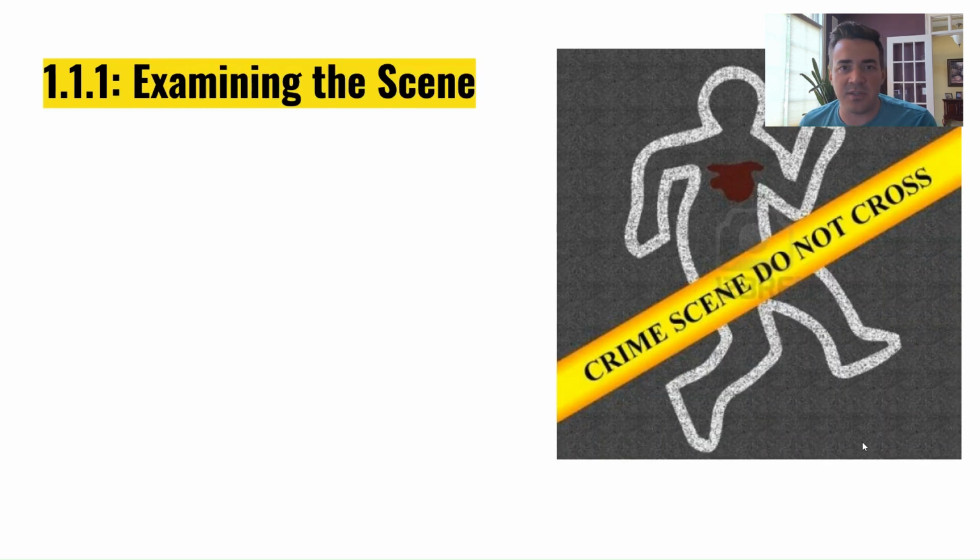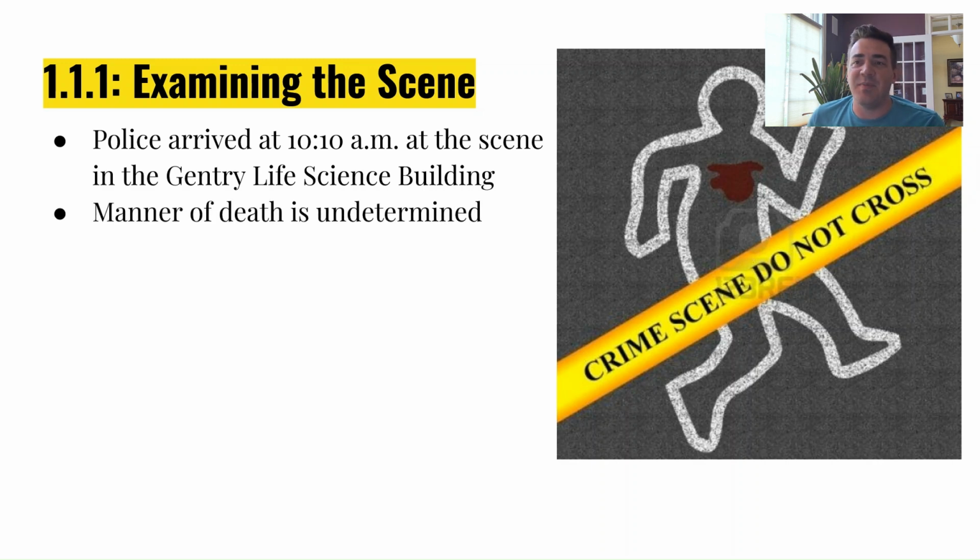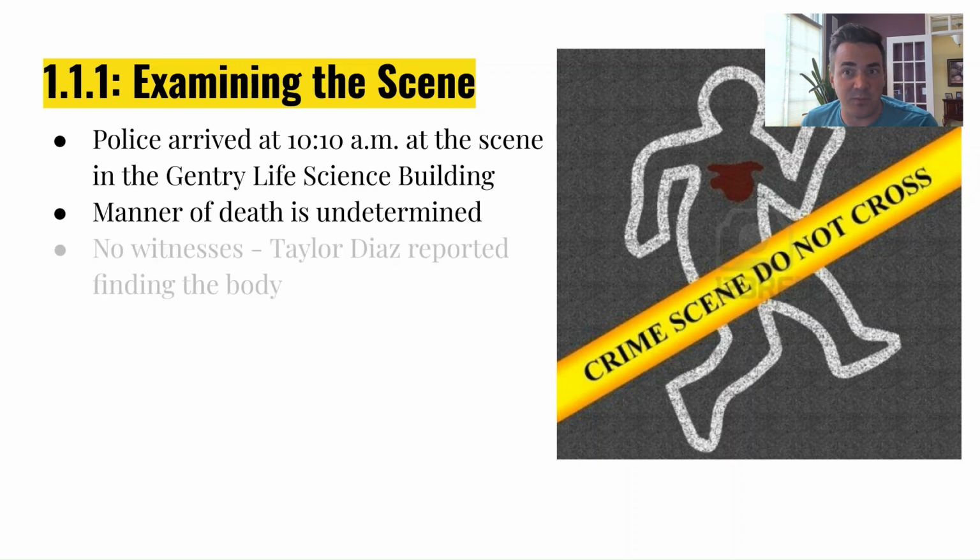So, as you saw when you walked into the room, when you first saw the crime scene, just a quick rebrief on those. Police arrived at 10:10 a.m. at the scene in the Gentry Life Science Building. Of course, that is our classroom, but you just have to use your imagination and imagine that we are in a big biology lab at a university. And the manner of death of our decedent is undetermined at this time. That's the big mystery that we're going to be solving throughout the first unit here. We're going to be figuring out what happened to our dead woman in the middle of the room.